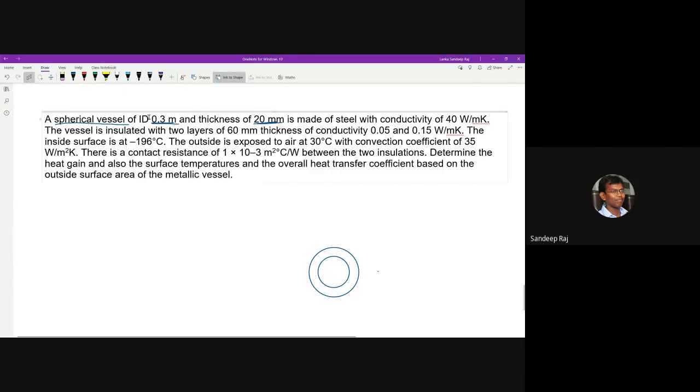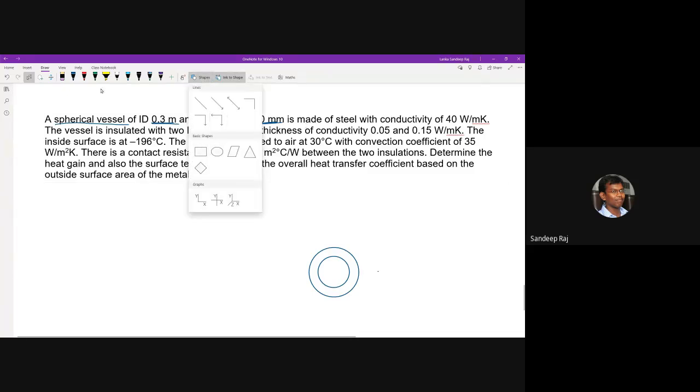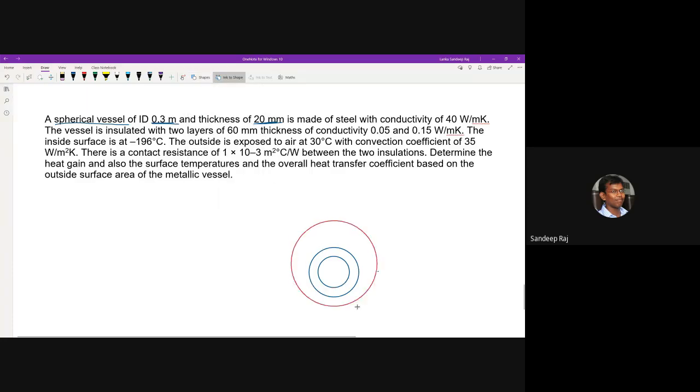And then it has so and so thermal conductivity. It has been insulated with two layers of insulation. So I have to represent two layers of insulation here. For representing that, I'm taking this here. This is one layer of insulation, and there is one more layer of insulation over it.